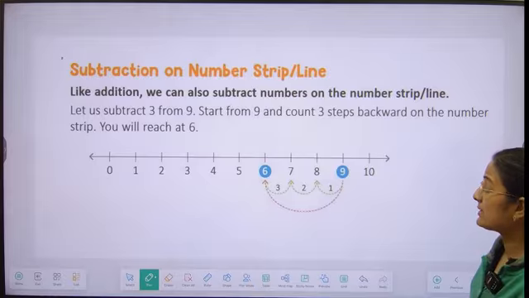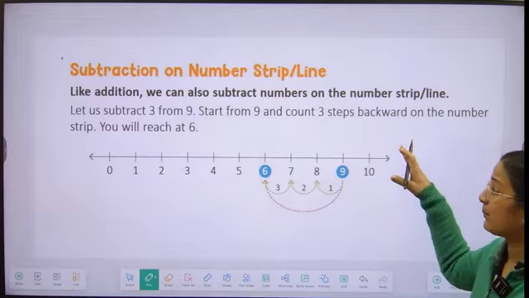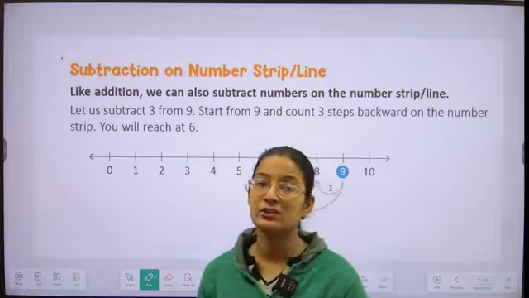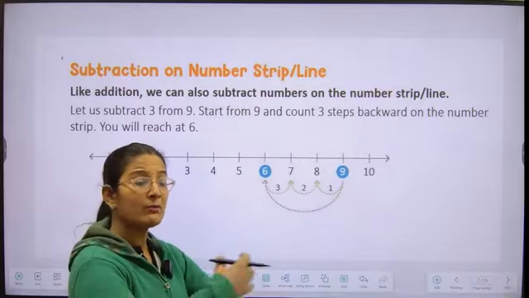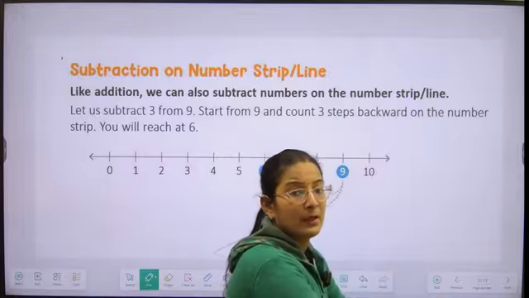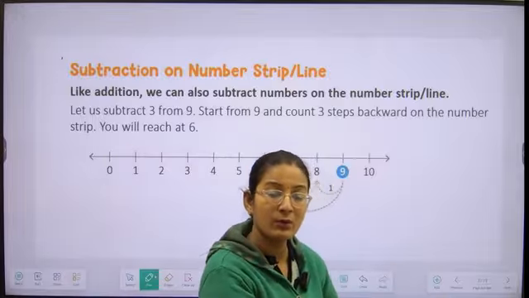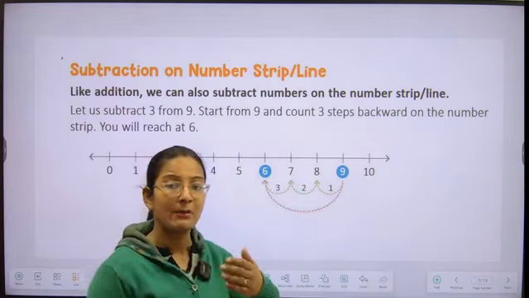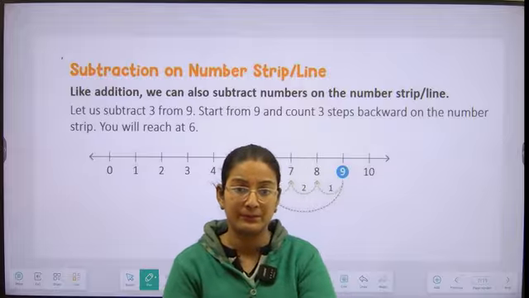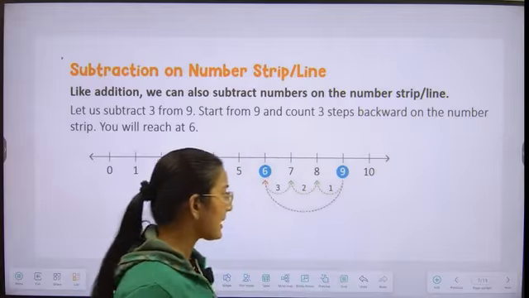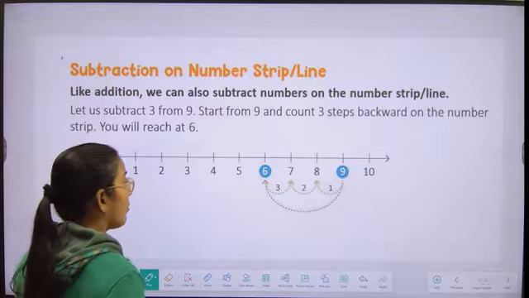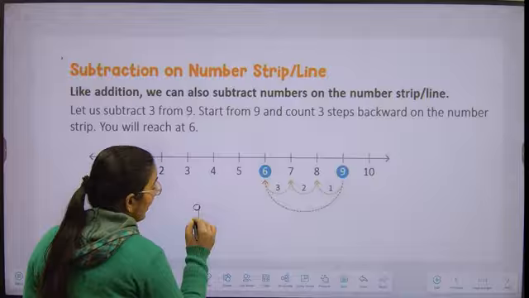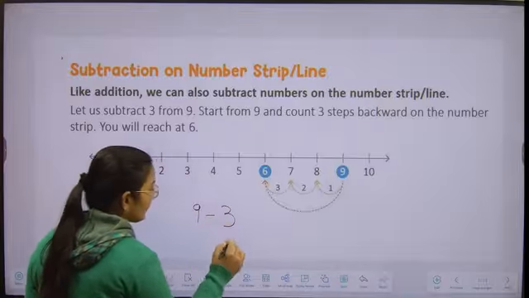Now we are going to understand how we can subtract with the help of a number line. Just like addition, in which we move forward steps, in subtraction we move backward steps. We will take back steps. Okay, let's understand with the help of an example. In this example, I have 9 and I have to subtract 3 from it.